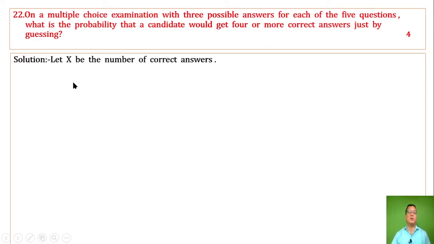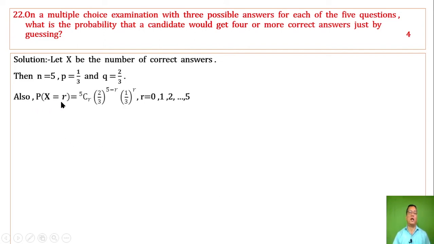4 marks. Let x be the number of correct answers. Then n equal to 5. For each question, p is the probability of a correct answer. Since there are 3 options in the multiple choice, the value of p is 1/3, and q, the probability of a wrong answer for a question, is 2/3. Then P of x equal to r successes is 5Cr times (1/3) power r times (2/3) power 5 minus r, where r can be 0, 1, 2 up to 5.